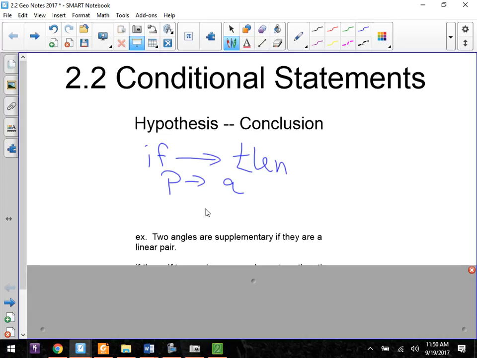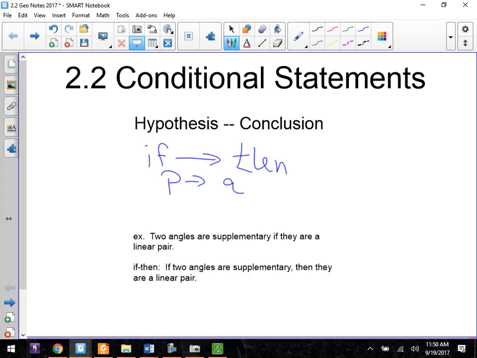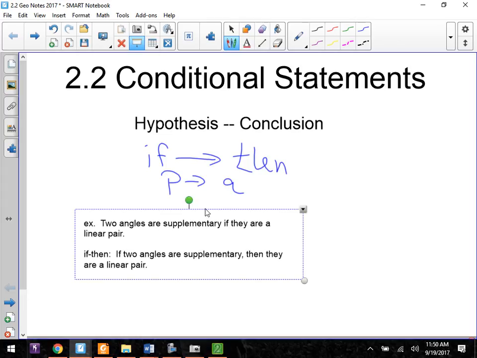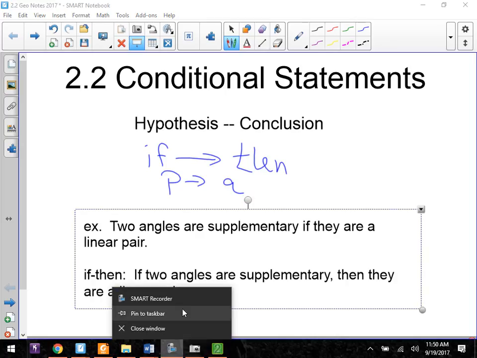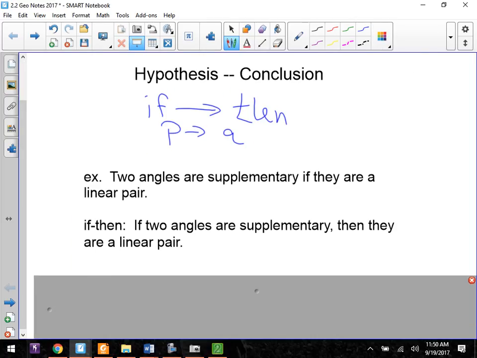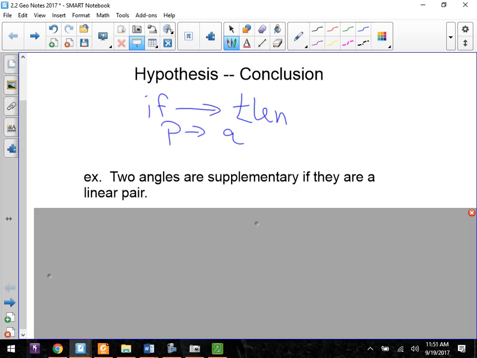Two angles are supplementary if they are a linear pair. Ooh, let me try that. I'm going to blow this up a little so you can see it, and then I'm going to put it to the if-then of it. This is a generic statement. Two angles are supplementary if they are a linear pair. There's no if, there's no then. We're going to turn that into a statement. Two angles are supplementary if they're a linear pair.